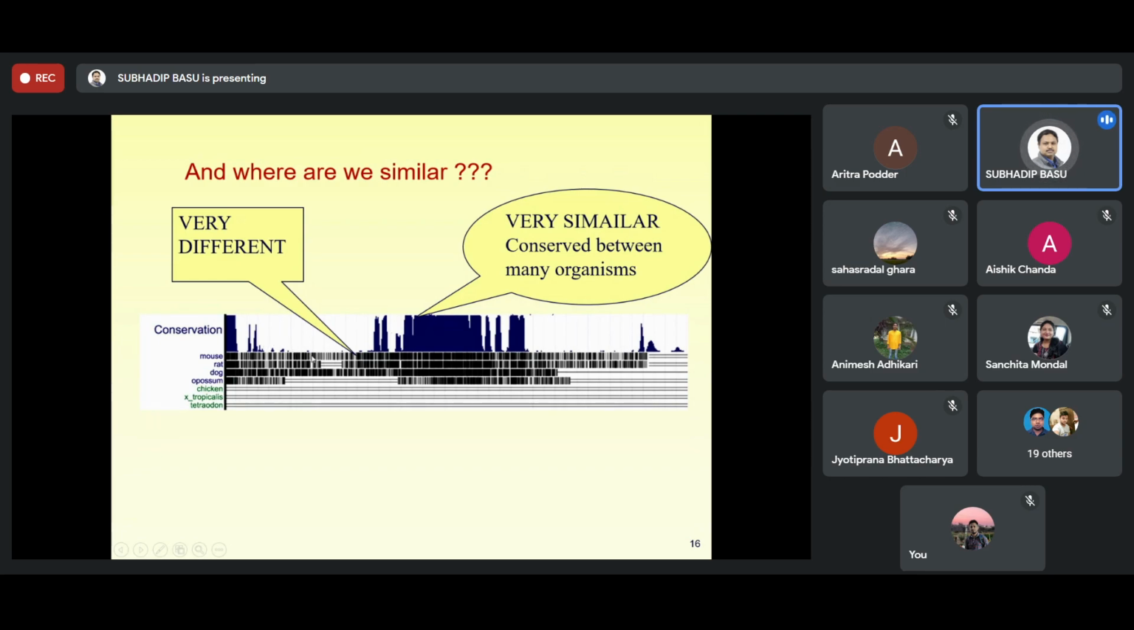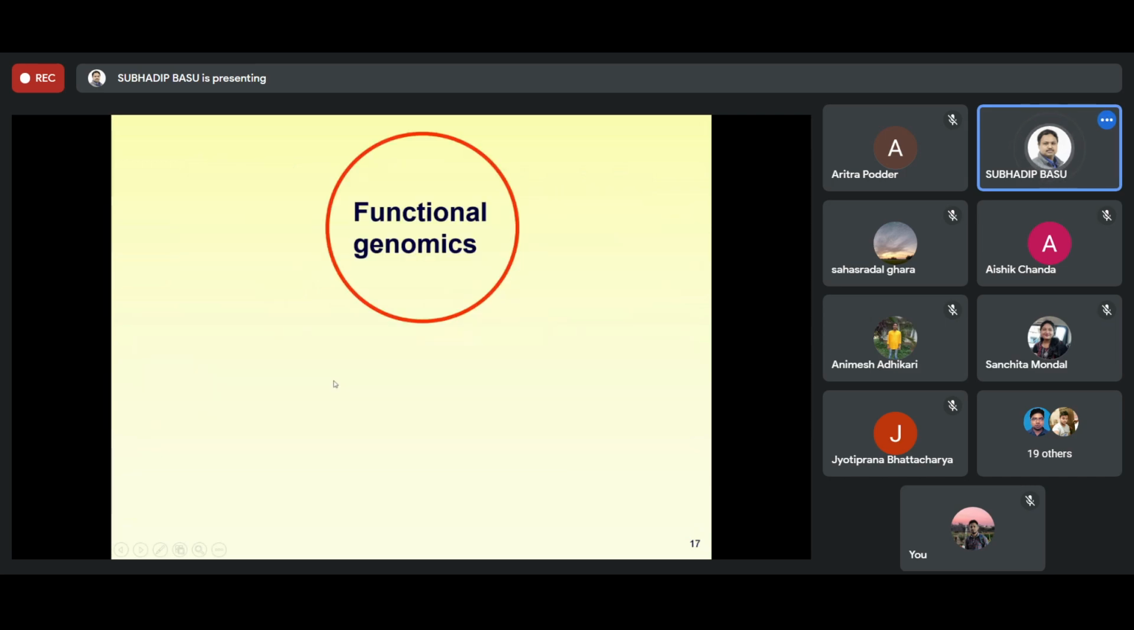But if you see some other regions of the genome which are responsible for maybe some other parts, maybe body parts, then maybe they are highly different.